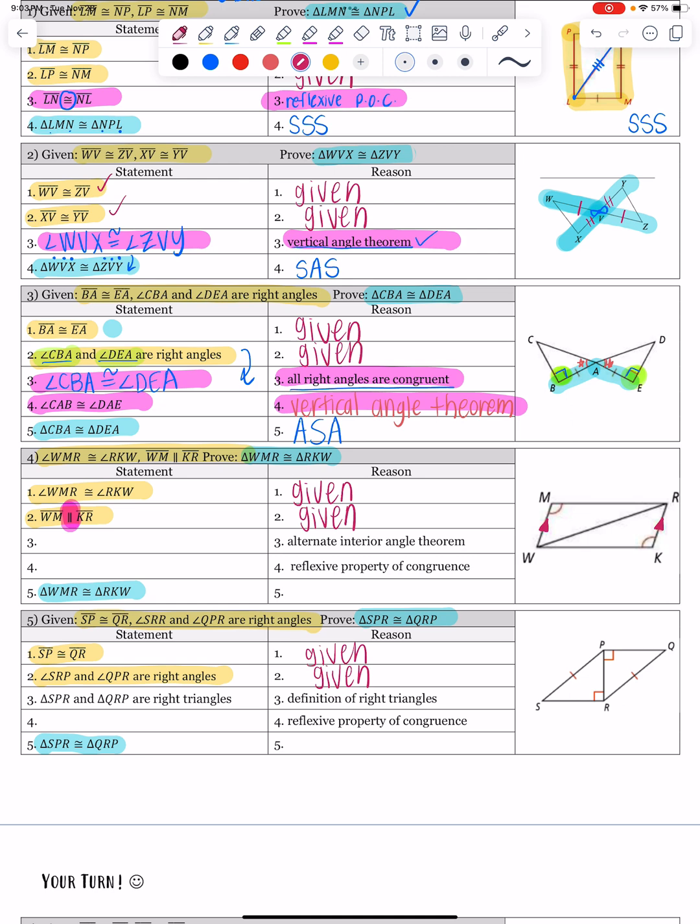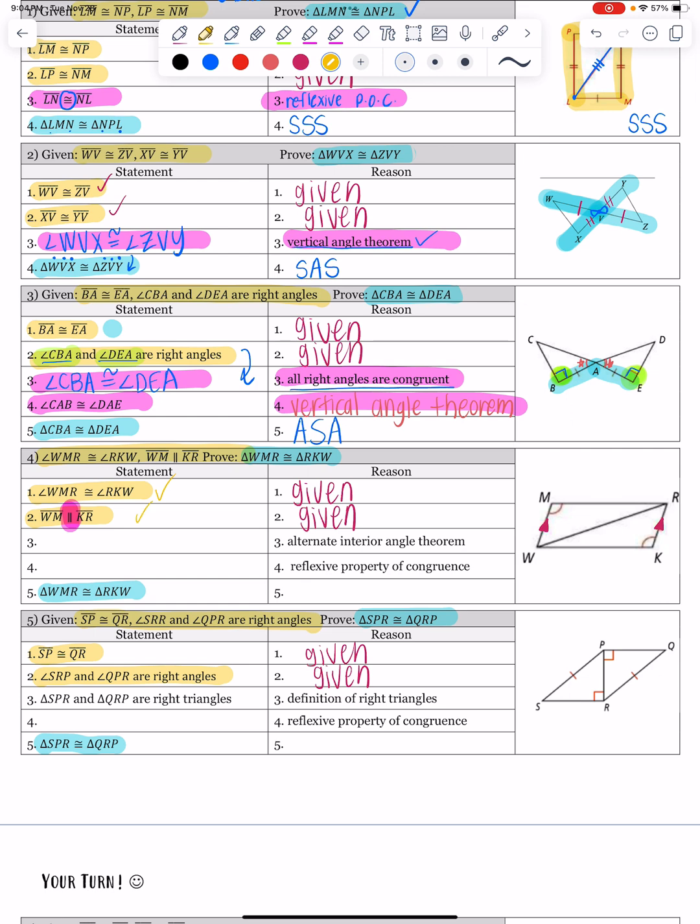And so we've got our given information in the picture. Let's make sure that it's marked. Angle WMR, so WMR, this one right here, is congruent to this one. So of course that's already marked, thankfully. I'm gonna go ahead and check that off. Then it also shows that those are parallel, which is also marked.